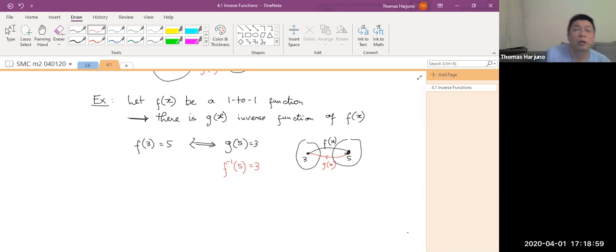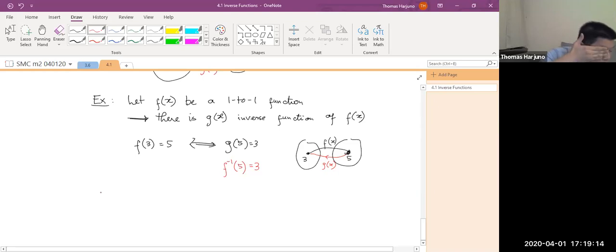Now, how do we find an inverse function? I think I want to talk about that first. If we are given a one-to-one function f(x), how do I find the inverse function of that function?